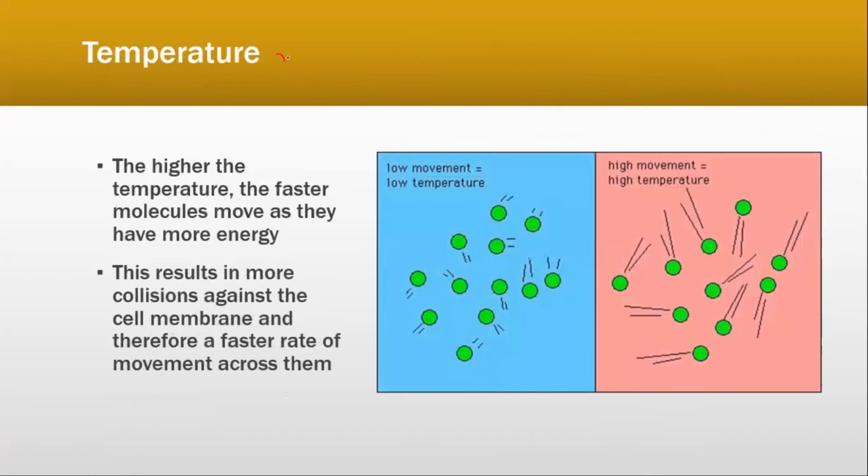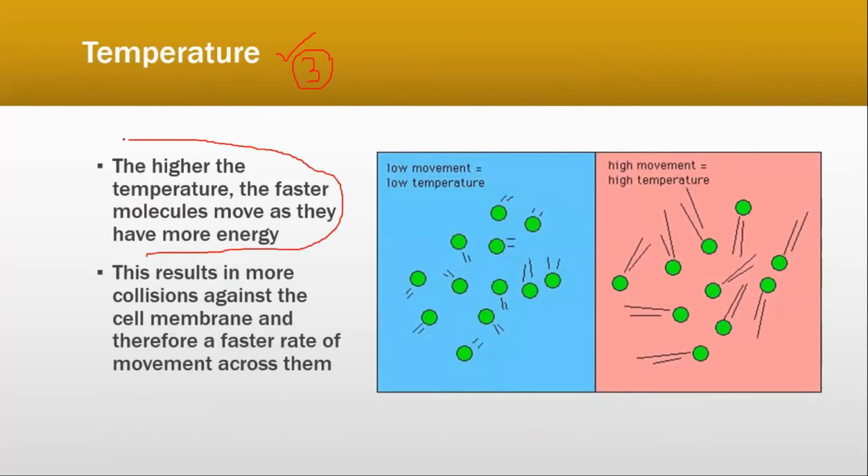Then we have another factor, which is temperature. So this is the third factor. The first one was the surface area: more surface area, more diffusion. The second one was the distance: lesser the distance, faster the diffusion. The next factor is temperature. The higher the temperature, the faster the molecules move as they have more energy.